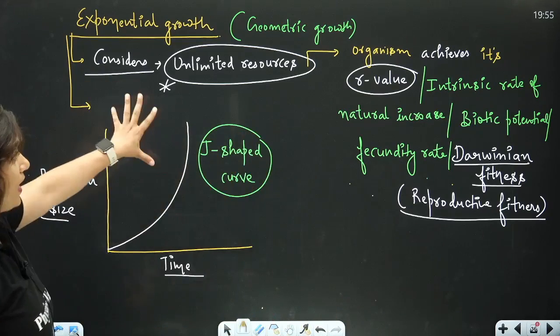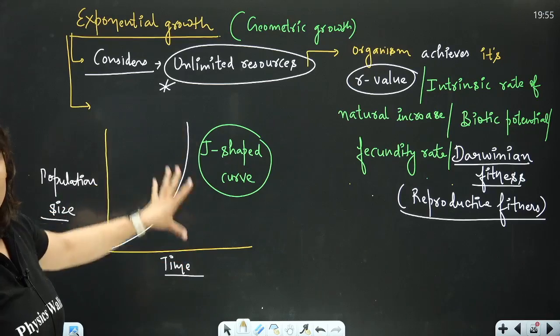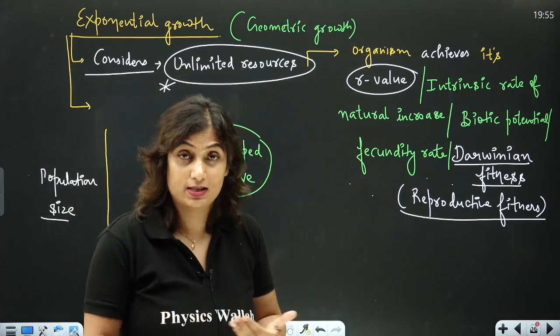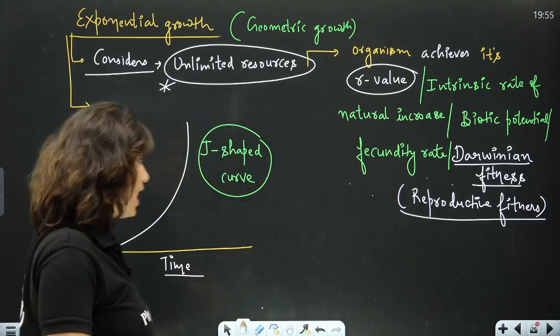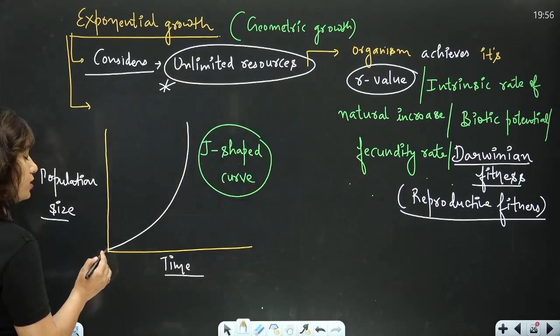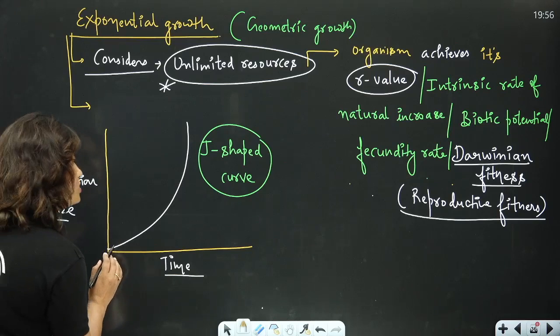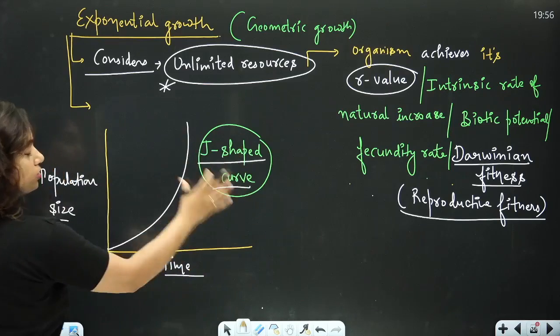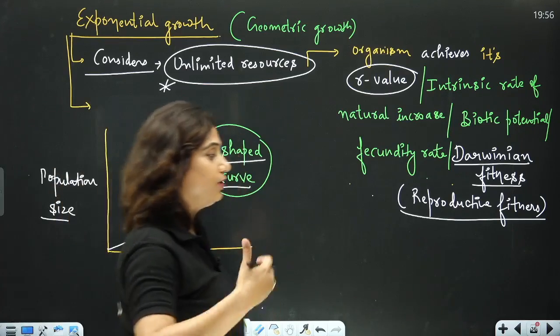So what happens during the exponential growth? Due to unlimited resources, the organism achieves its R value, and the size of the population increases in a very exponential manner. That is why it shows the J-shaped curve.